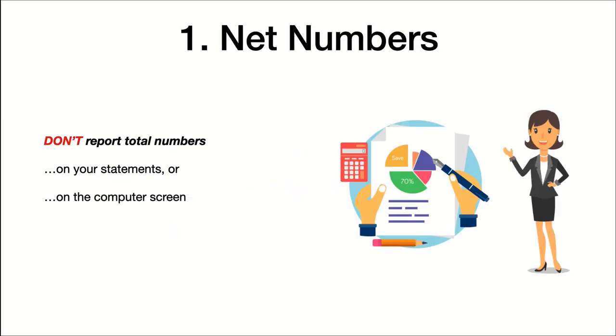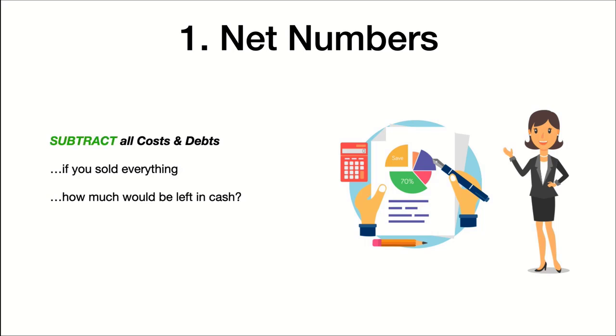The first one is, what does it mean to actually report net numbers? The FAFSA doesn't tell you this, but you don't need to report the total number that you see on your statements or on the computer screen. Instead, you want to subtract all costs and all debts that you might have on those accounts if you sold everything. So just imagine if you had an investment account, if you sold it, how much money would you have left in cash? That's the net number, and that's the number that you want to report.